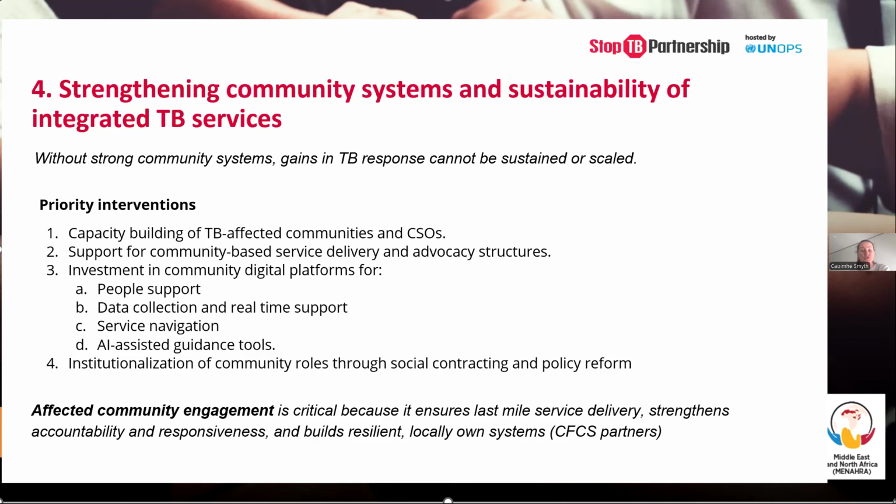And the priority interventions that we are recommending are capacity building of TB affected communities and civil society organizations, support for community-based service delivery and advocacy structures, and investment in community digital platforms for peer support, data collection and real-time support, service navigation, and AI-assisted guidance tools, and the institutionalization, most notably of community roles through social contracting and policy reform. Again, because effective community engagement is critical, as we know, in all of these areas.